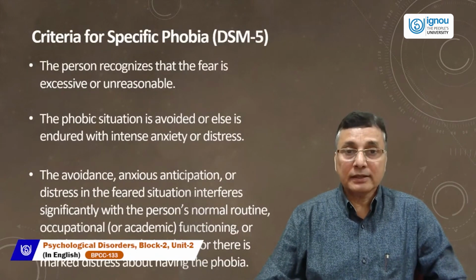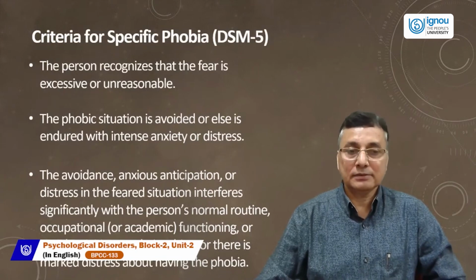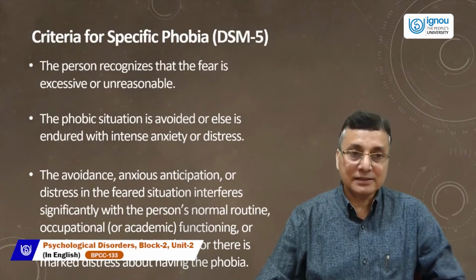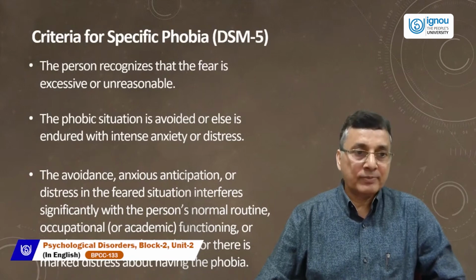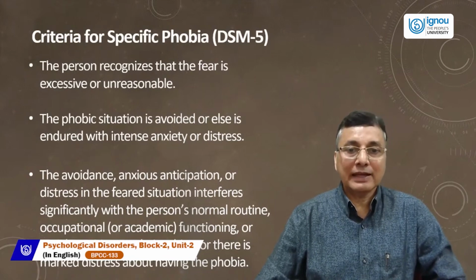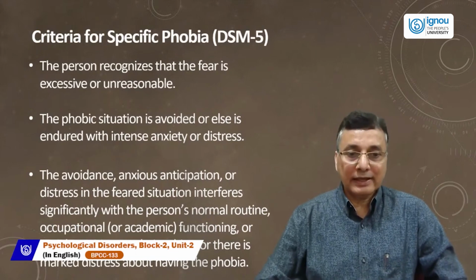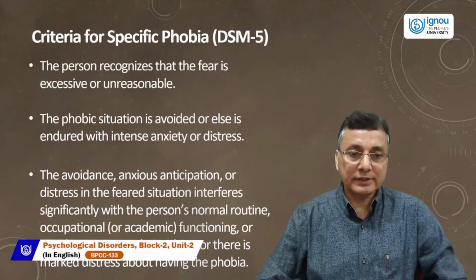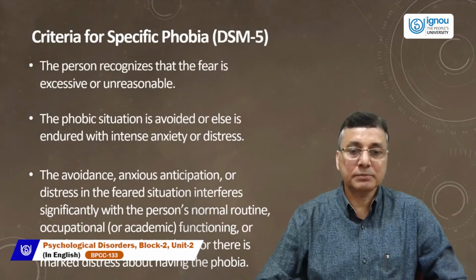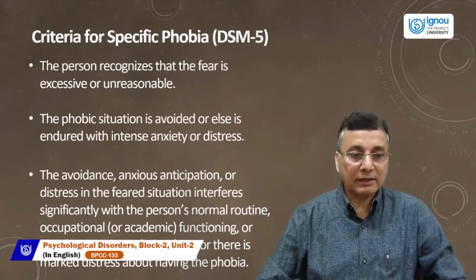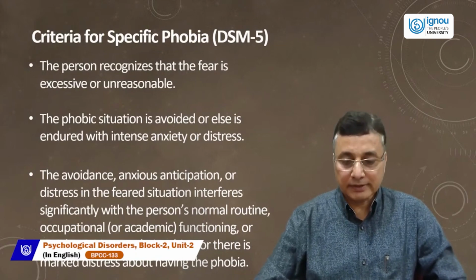The person recognizes that the fear is excessive or unreasonable, which means the person is well aware that his or her fear is excessive or unreasonable. The phobic situation is avoided or else endured with intense anxiety or distress. The avoidance, anxious anticipation, or distress in the feared situation interferes significantly with the person's normal routine, occupational, for example for students academic functioning, or social activities or relationships, or there is marked distress about having the phobia.